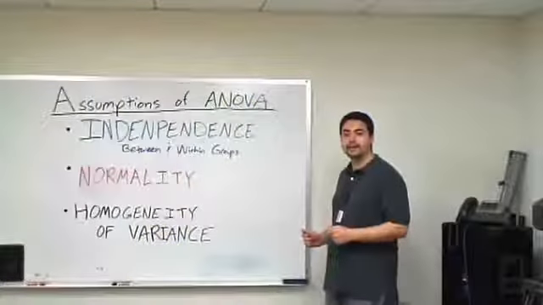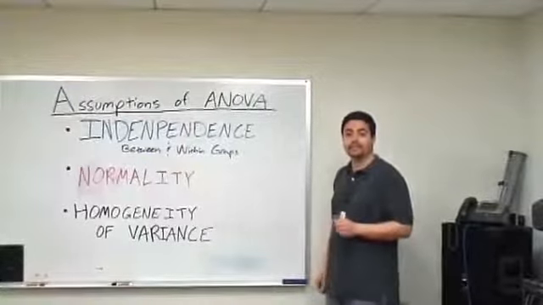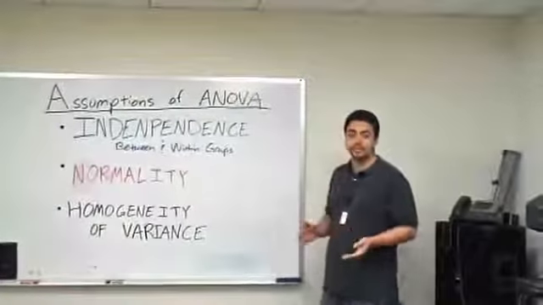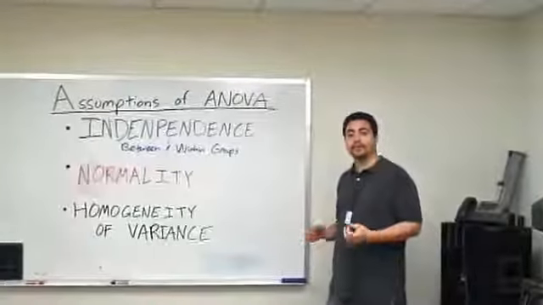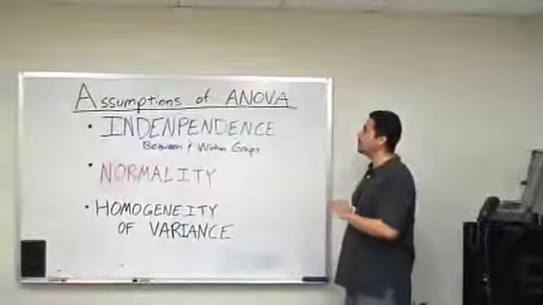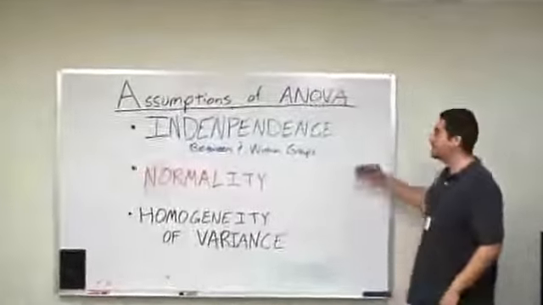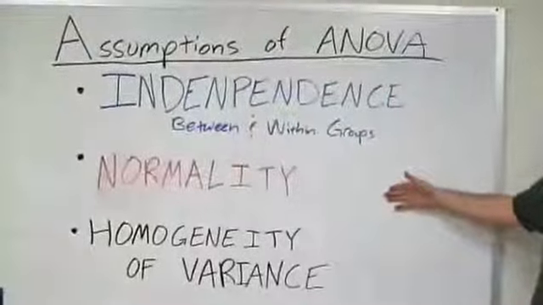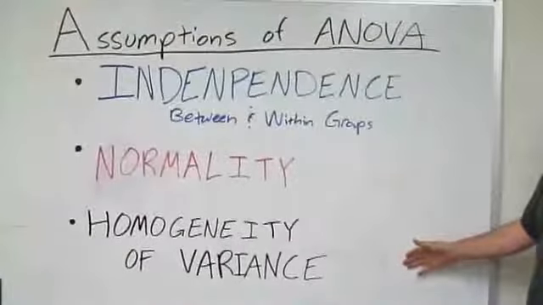Also, prior to running our ANOVA, we need to see if the assumptions for the test have been met. Now, assumptions are preconditions for meaningful use, and we need to test to see whether our assumptions have been met. The assumptions for a one-way between groups ANOVA are independence between and within groups, normality, and homogeneity of variance.